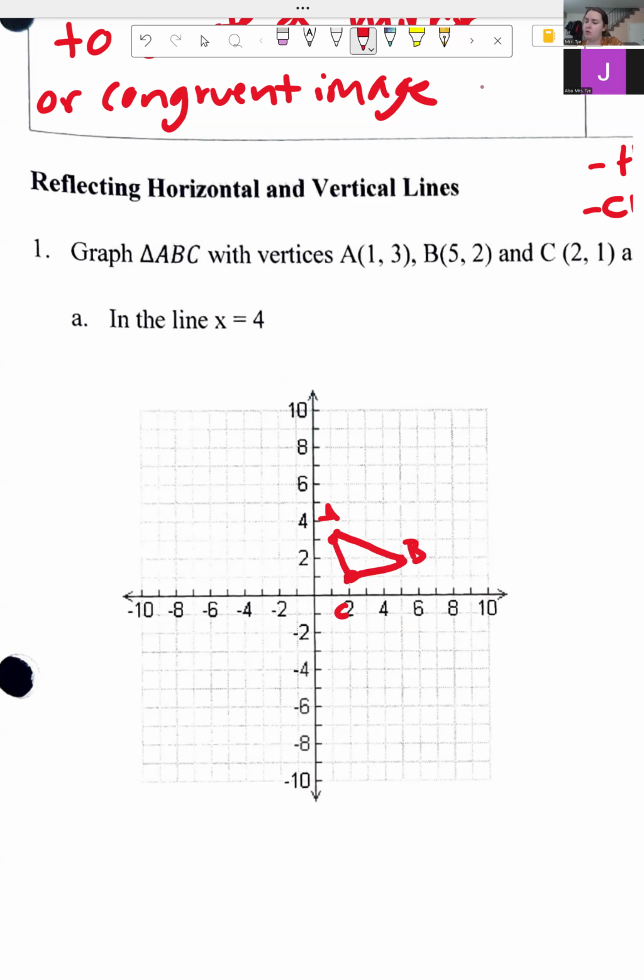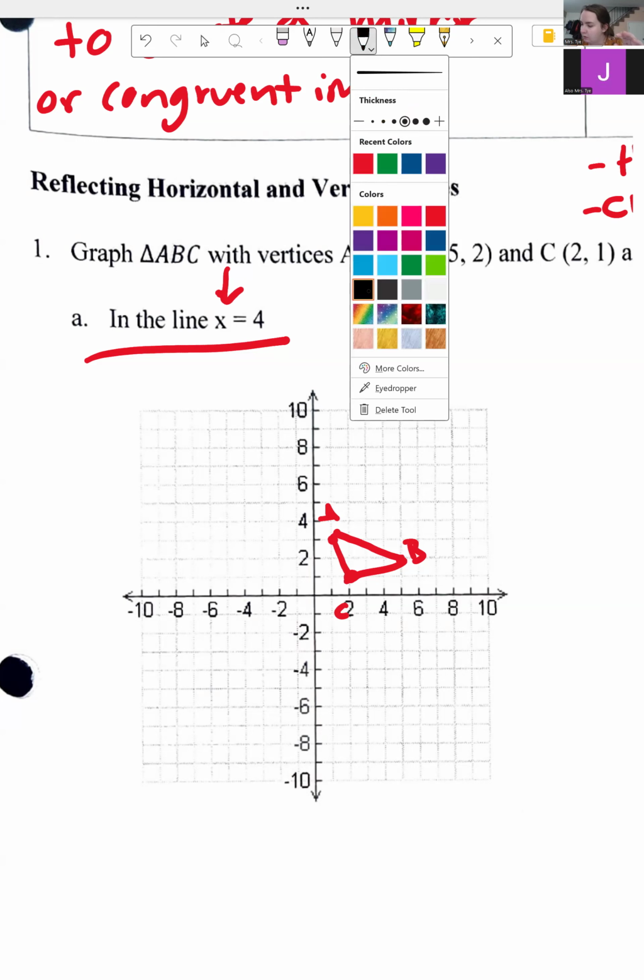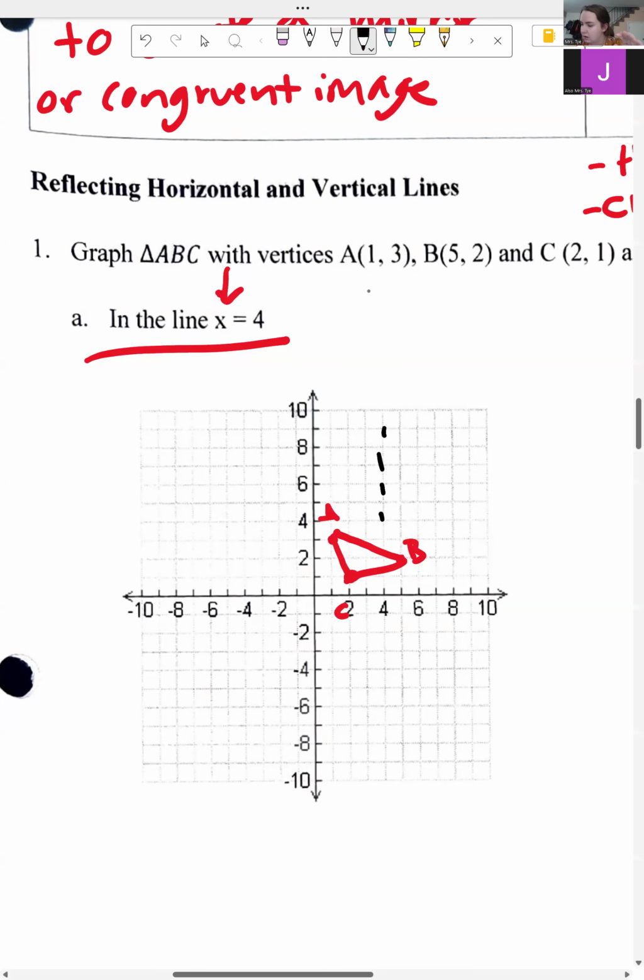And it wants me to reflect over the line x equals 4. So when we're graphing x equals 4, you're going to go to the x-axis at 4, and you're going to draw a vertical line. Okay, you want to cut the axis that you're on. So if we're going to the x-axis at 4, you don't want to follow along that x-axis. You want to go the opposite way. Okay, so I'm going to switch my colors real quick. And we're reflecting across this line right here. Labeling it x equals 4.